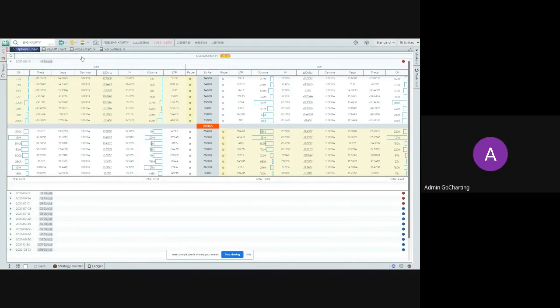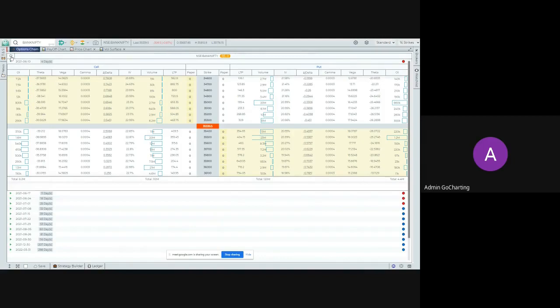Let's look at them. So this is how it looks when you add each of the Greeks and the implied volatility to your option chain, and you can mix and match. So what we have done is to utilize the space better.